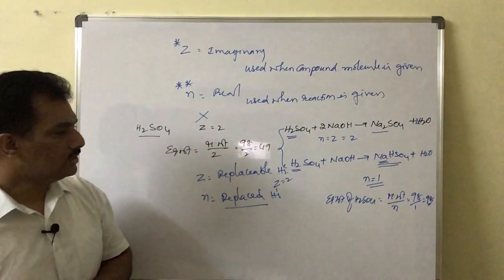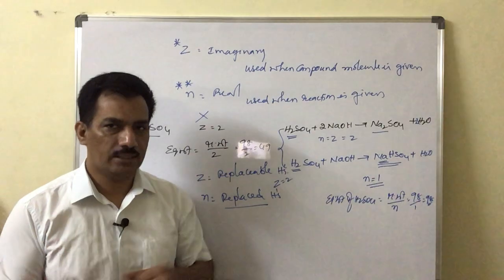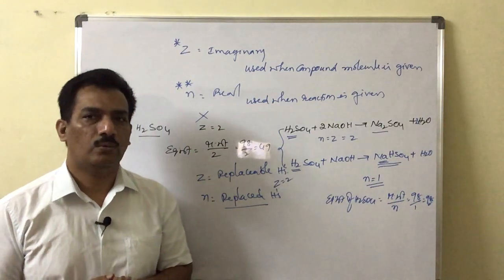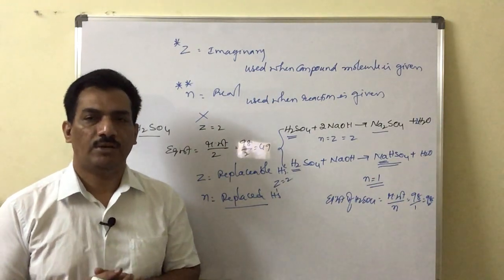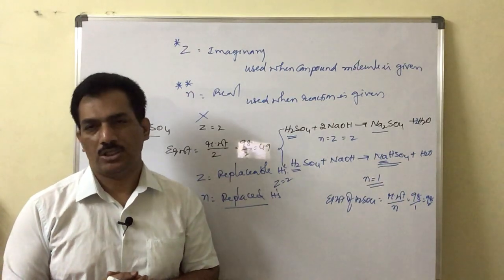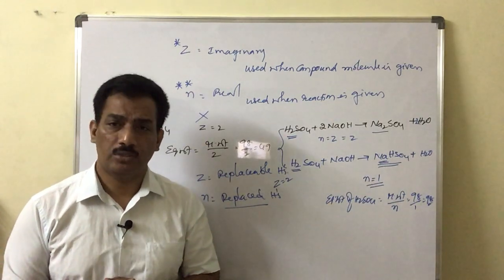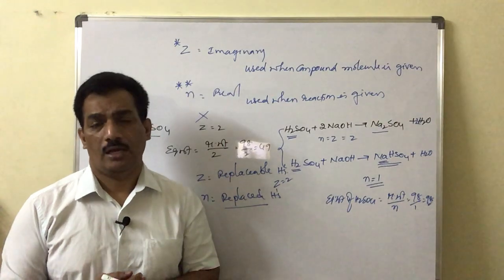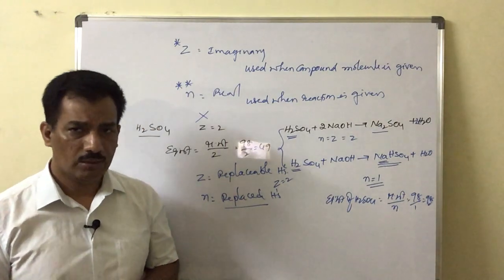In this coming session, with this basic example, I tried to explain the difference between Z factor and N factor. And in the coming session, I will take different model examples of how to find the N factor. Clear? Thank you.